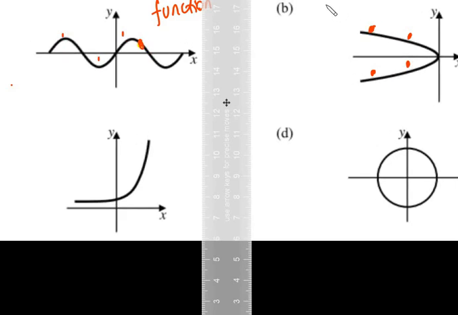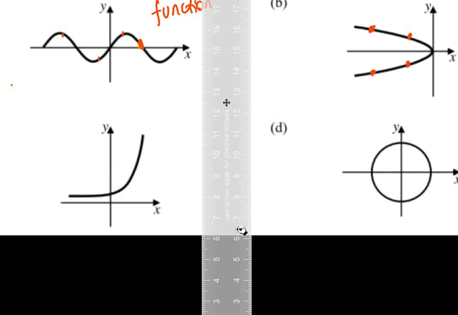So what is it? It's a relation. It's not a function. So relation will mean not a function. Perfect. Then we move to the next one.